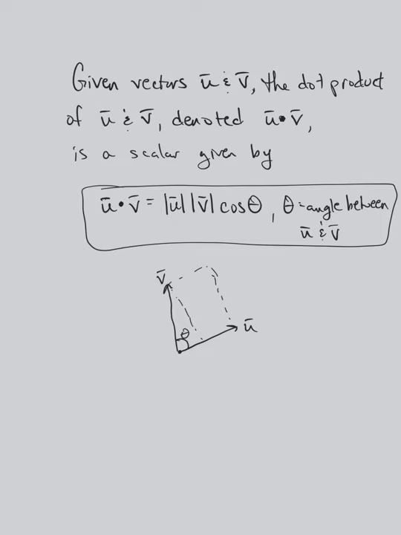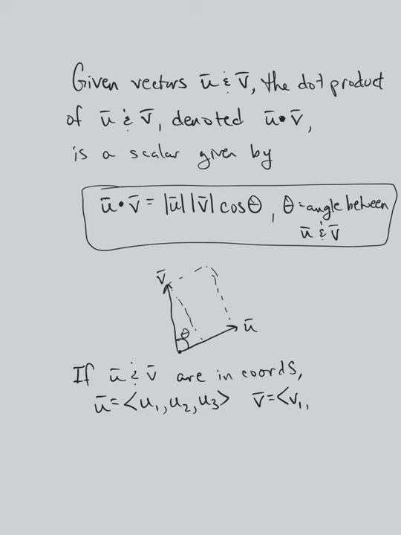Now if u and v are in coordinates, here's where it starts to get interesting. I'm going to write this in 3 dimensions, but this works just the same in 2 dimensions. So u would have 3 components in 3 dimensions. V would have 3 components if I'm in 3 dimensions. Oops, that'd be v2 and v3, like that.